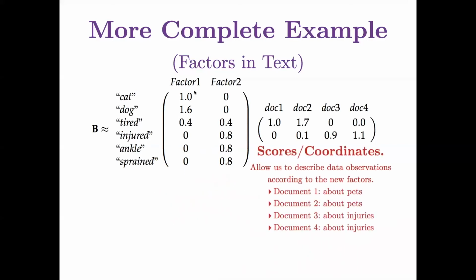The second matrix gives us the scores or the coordinates, and they allow us to describe the observations, the documents, according to the new factors. So for document 1, it seems very clearly about factor 1. Document 2 is really mostly about factor 1, mostly about pets. And documents 3 and 4 are also very clearly about the second factor, which was injuries. And so we were able to pull out all that information about our documents just from this matrix factorization.